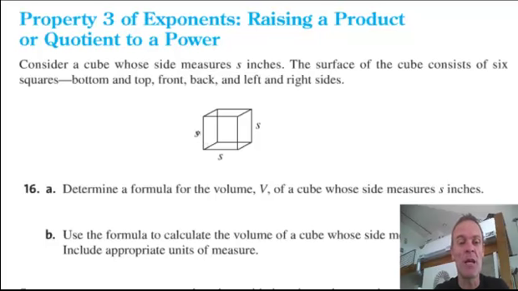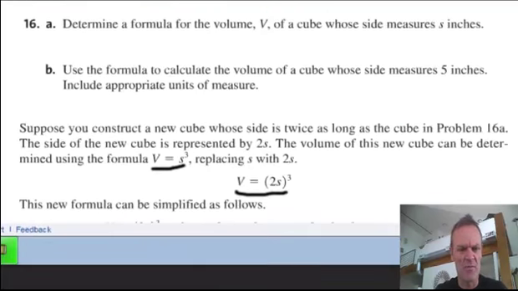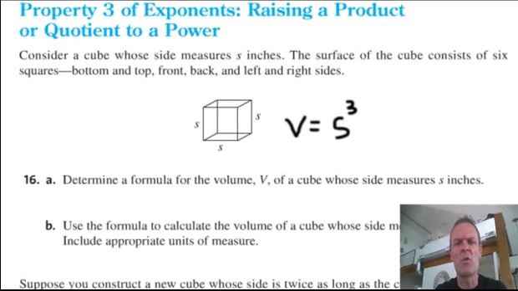Here's a cube, okay? Each side is length s, okay? So the volume would be length times width times height, which is s cubed if all the sides are the same. That's the volume of that cube, s times s times s. I think it's down here somewhere. There we go. Okay. Now what they're saying is, what happens if you double each side of the box?